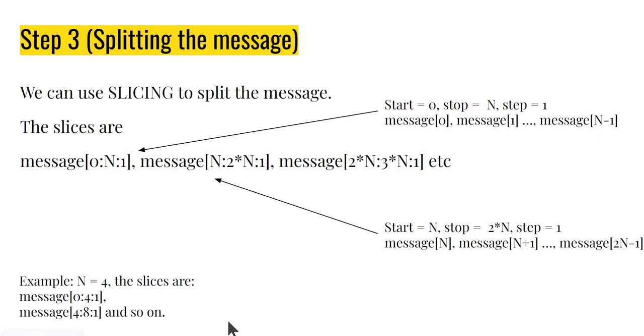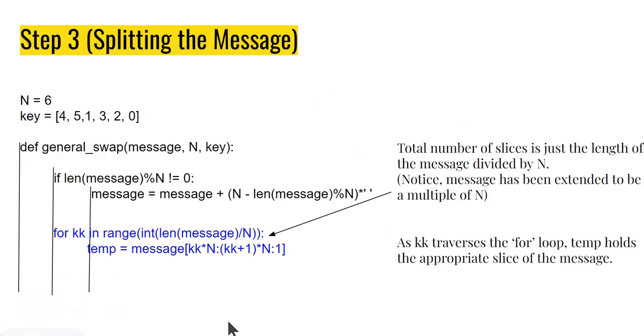Now, obviously, I don't want to write this in a very verbose manner, so I'm going to use a loop to solve this problem. In fact, a for loop is just perfect for this. However, you have to pay attention to how this thing is working. First thing first, I'm going to take a variable kk. Again, kk is just a counter variable, and I'm going to run this in the range, let's say, int of length of message by n. Now, I need to convert this to an integer because this division operation gives me a float. The reason this is working is because the number of slices that I'm going to create is exactly equal to length of message by n.